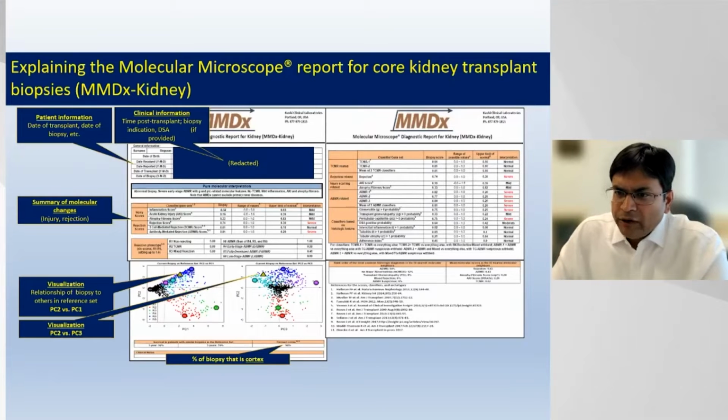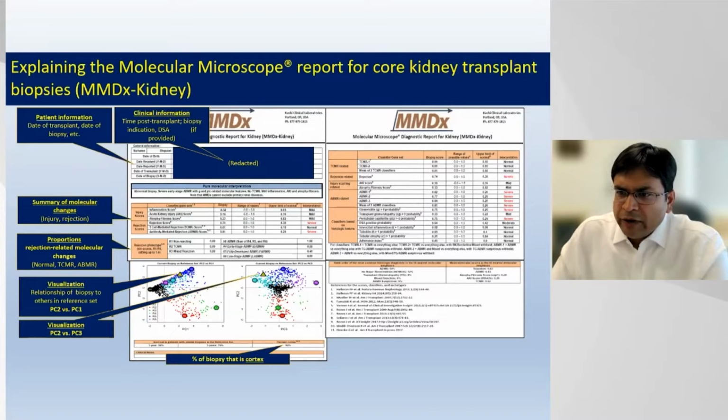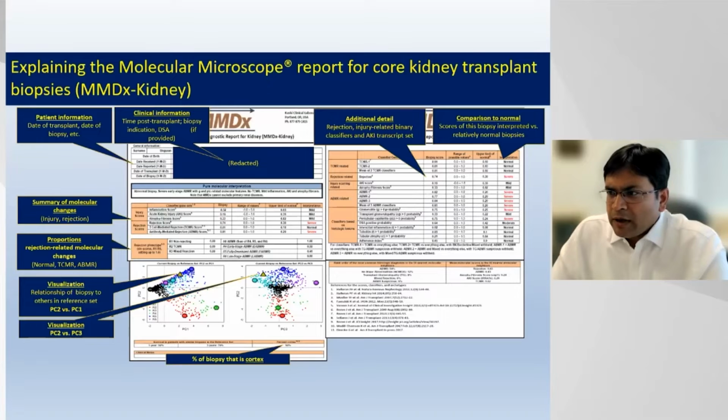This is a summary of molecular changes, which are essentially quantitative scores which define each of these states, which I described to you in the last slide, with regards to rejection, acute kidney injury, atrophy fibrosis, as well as TCMR and ABMR. These are further details about archetypes of rejection, which once again I'll describe to you in the next few slides. This is additional detail which compares the current biopsy, the index biopsy, to what may be considered normal from the reference set.